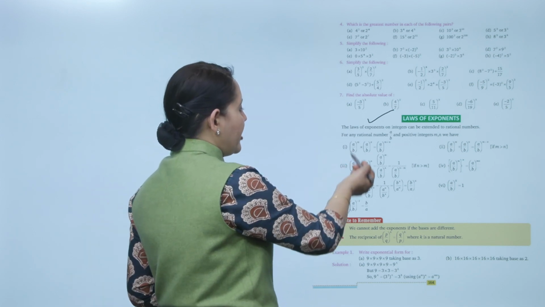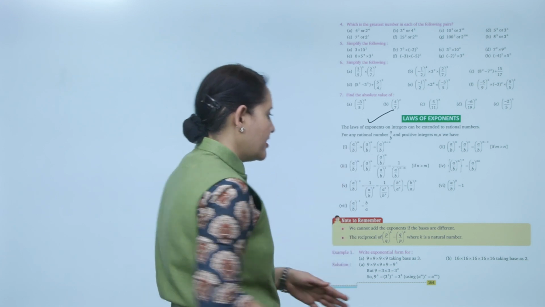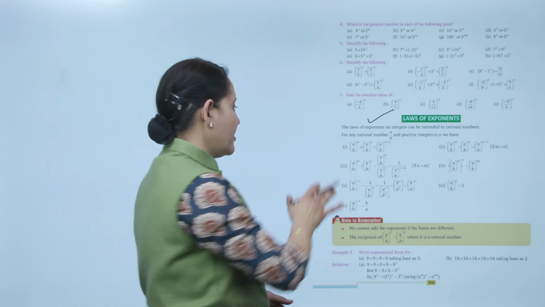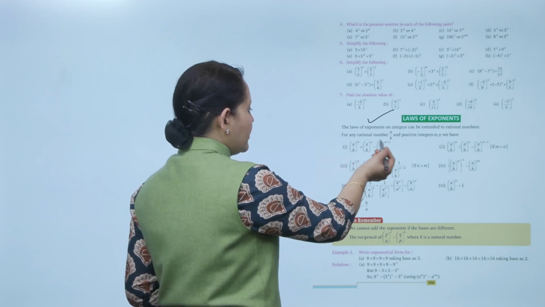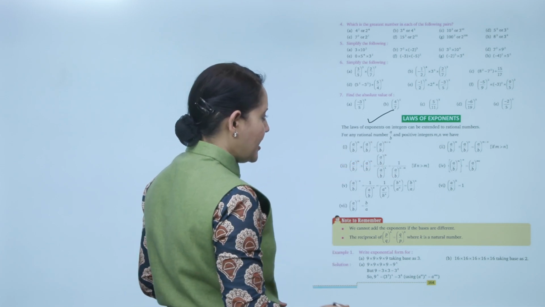Here we have (a upon b) to power m and (a upon b) to power n. So now the base is the same. The base of both is a upon b, but the powers are different. So the powers will be added, m plus n.